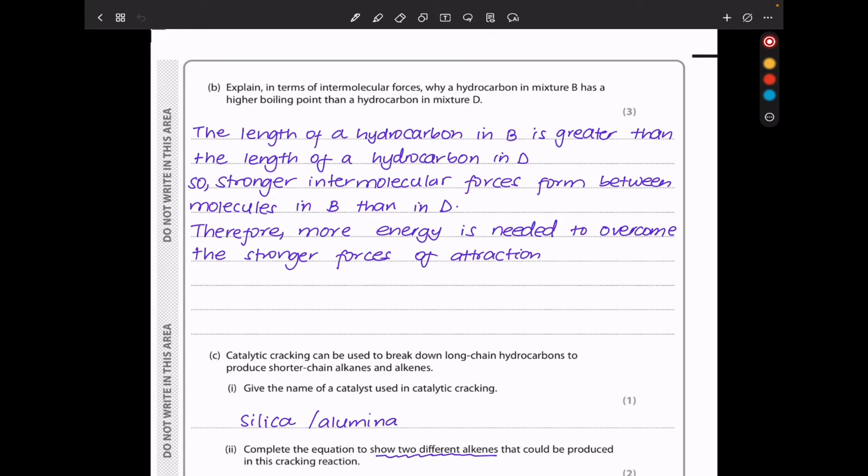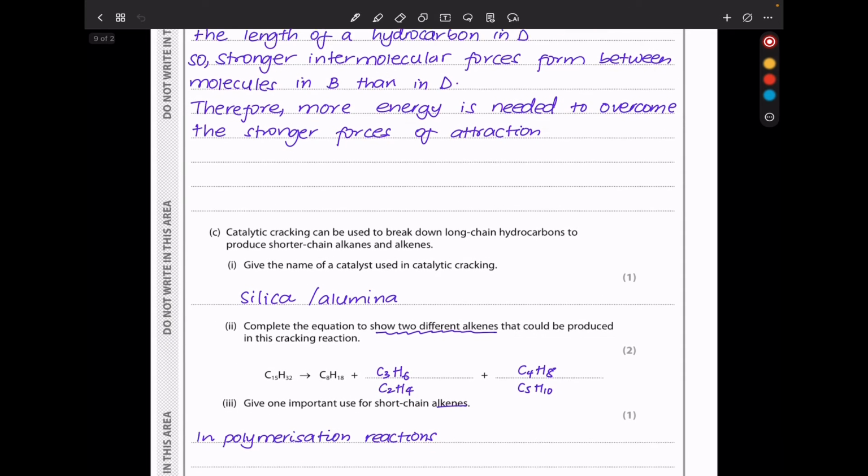In part B, explain in terms of intermolecular forces why a hydrocarbon in mixture B has a higher boiling point than a hydrocarbon in mixture D. Now, because we are looking at hydrocarbons, having a higher boiling point is because one forms more intermolecular forces of attraction in comparison to the other. B having a higher boiling point means it has a longer carbon chain and therefore forms greater intermolecular forces. So I say the length of the hydrocarbon in B is greater than the length of the hydrocarbon in D. So stronger intermolecular forces form between molecules in B than in D. Therefore, more energy is needed to overcome the stronger forces of attraction.